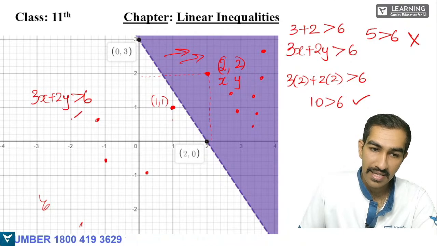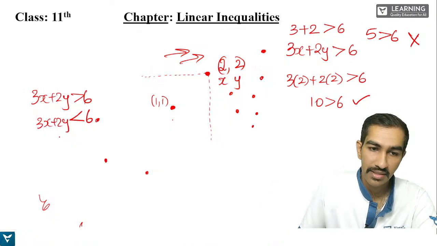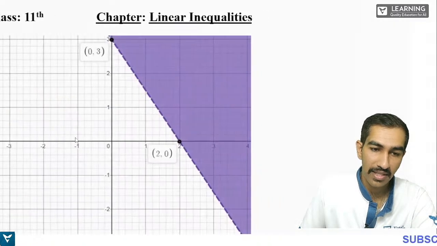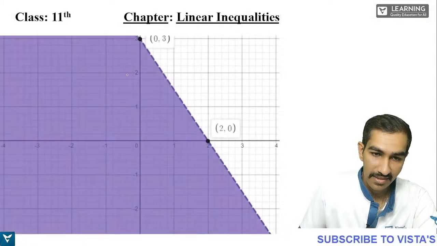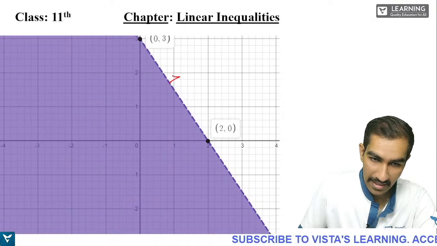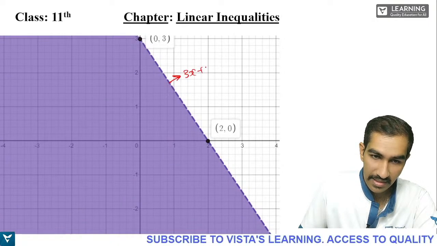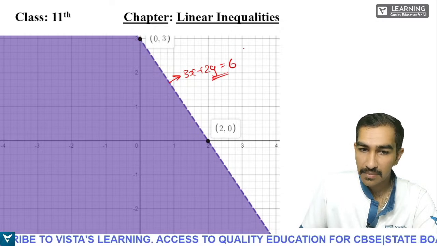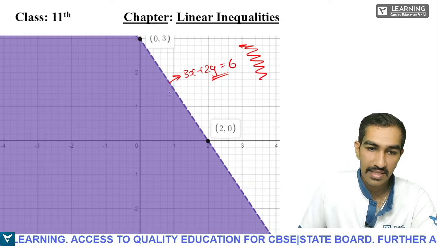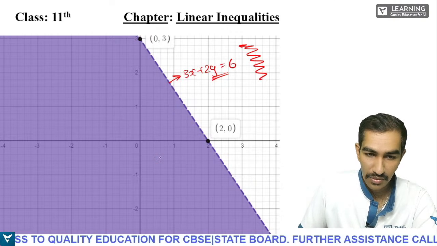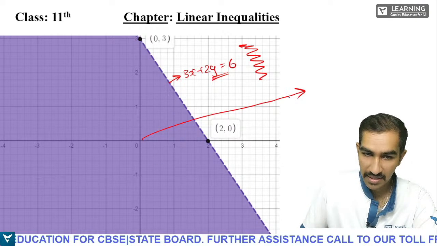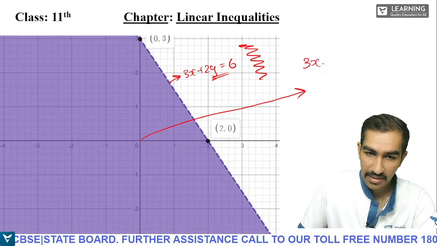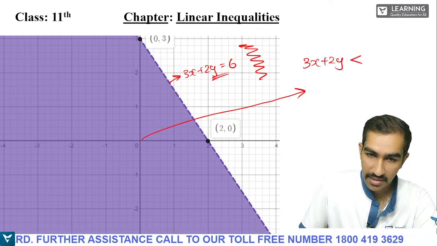Suppose the question is lesser than 6. How do you shade it? If it is lesser than 6, you have to do it like this, students. This line is the same thing, nothing but 3x plus 2y is equal to 6. Greater than means this got shaded previously. Lesser than means this will get shaded. So this is representing 3x plus 2y lesser than 6.